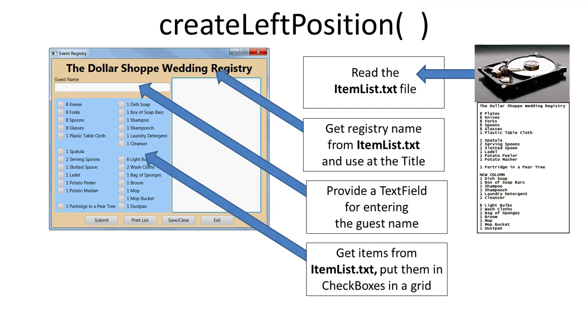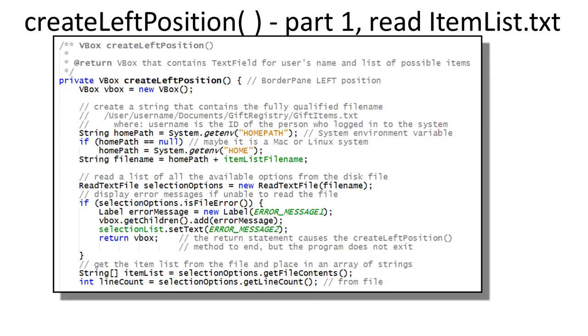Four things happen in the create left position method. 1. Read the event name and list of items from the itemlist.txt file. 2. Get the name of the event and place it in the title in the top position of the border pane. 3. Provide a label and text field for the guest to enter their name. 4. Create a grid layout to hold the checkboxes for the items. Get the items from the itemlist.txt file and place them in checkboxes.